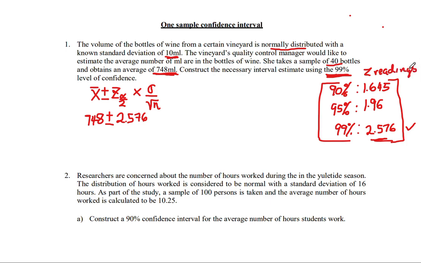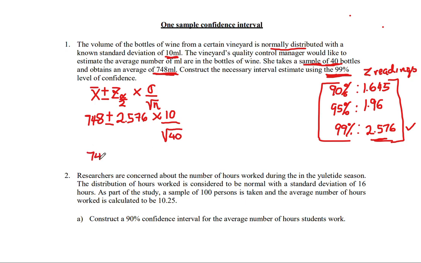Then we're going to insert the value of sigma. Sigma is the standard deviation of the population, which is 10. So this will be multiplied by 10 divided by the square root of n, where n is the sample size or number of observations. Here it says a sample of 40 bottles were taken. So this is root 40. And then we're going to simplify this.